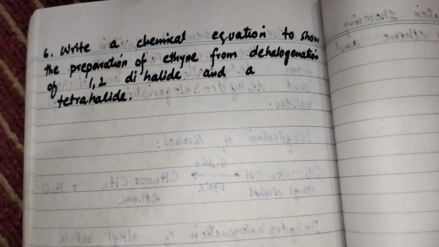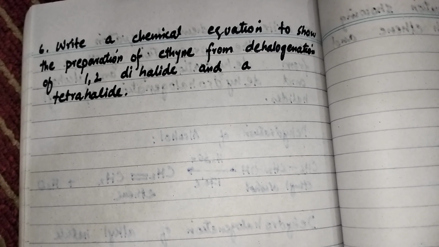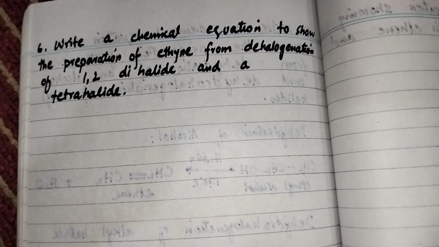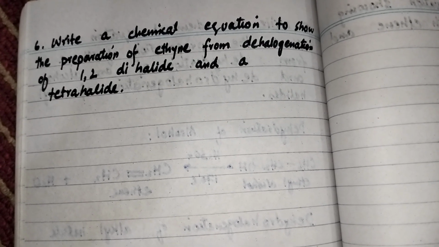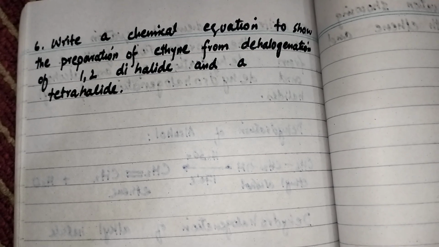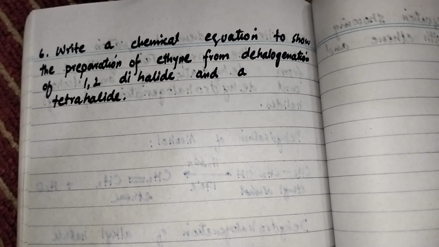Bismillahirrahmanirrahim. Question number 6. Write a chemical equation to show the preparation of ethine from dehalogenation of 1,2 dihalide and tetrahalide. There are two reactions for the preparation of ethine. We have to write two reactions for the preparation of ethine.